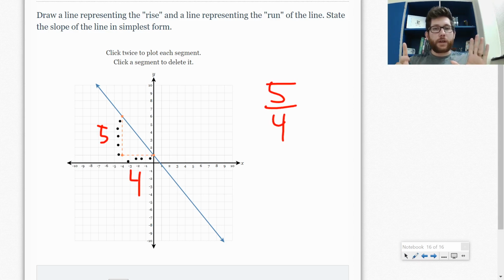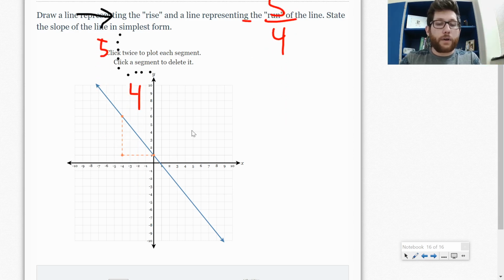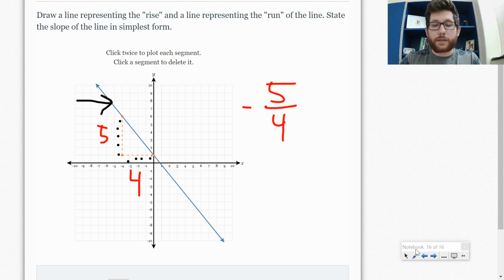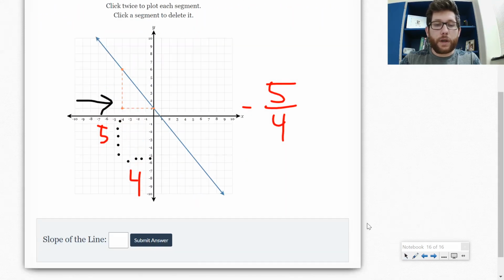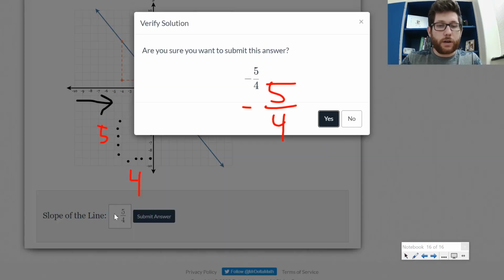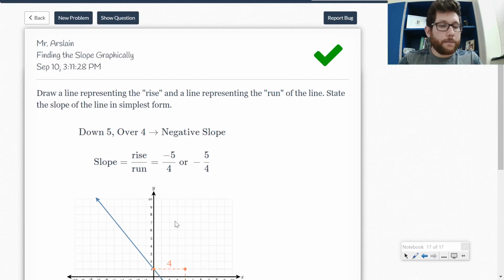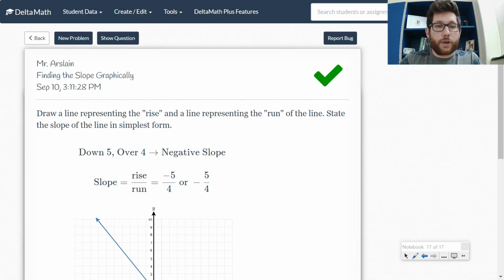Now wait, before we plug it in, we've got to check one more last time. Is this positive or is this negative? Well, if I'm looking at this as I'm going left to right, it's going downhill. So that tells me this is a negative 5 over 4. So let's go ahead and plug that in. Negative 5 over 4. And let's check our answer. Make sure we want to submit. Yes. All right. And that's how we're going to do slope.